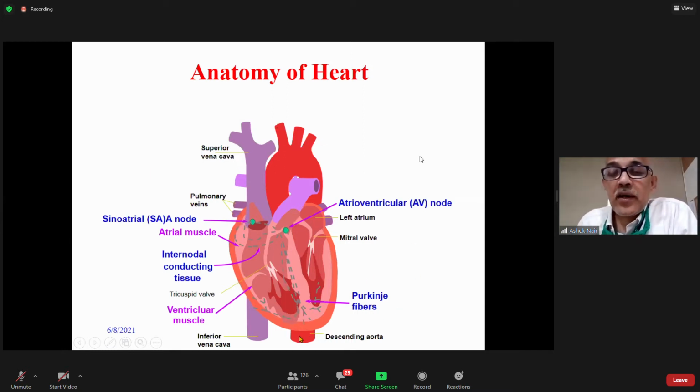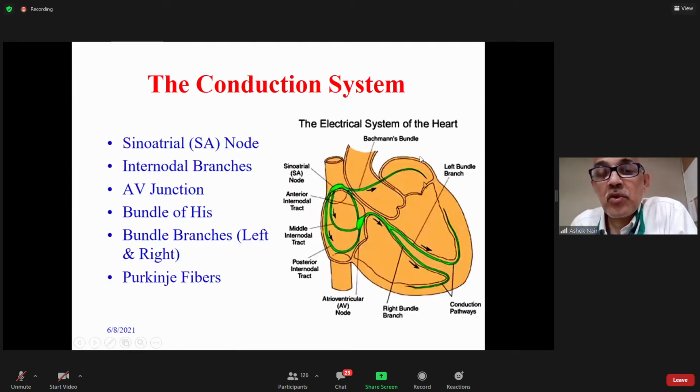We already saw briefly about the cardiac anatomy. The specialized conducting tissues include the SA node, internodal branches, AV junction, bundle of His, bundle branches, right bundle branch and left bundle branch, and Purkinje fibers.